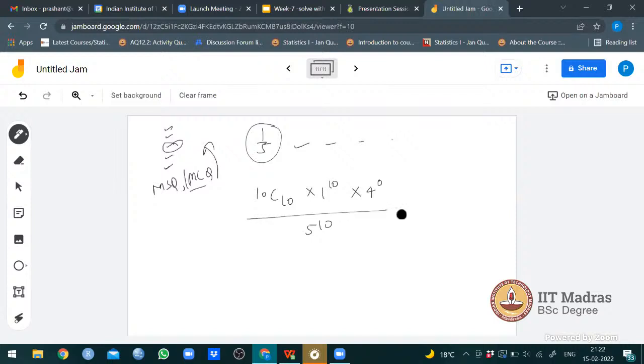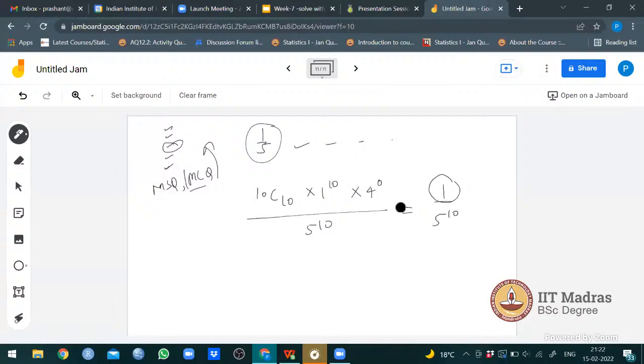No, you are making it difficult actually. It's directly 1 by 5 raised to power 10. Because there is only one way in which all the questions can be correct, and it can be computed from here. Out of those 10 questions, you selected 10 questions, and all the 10 are correct. That is this. And if there are no wrong questions, that means 4 raised to power 0. This quantity is 1, this quantity is 1. That means 1 raised to power 10.